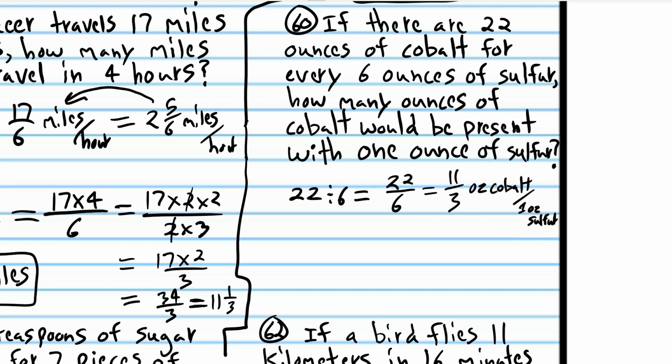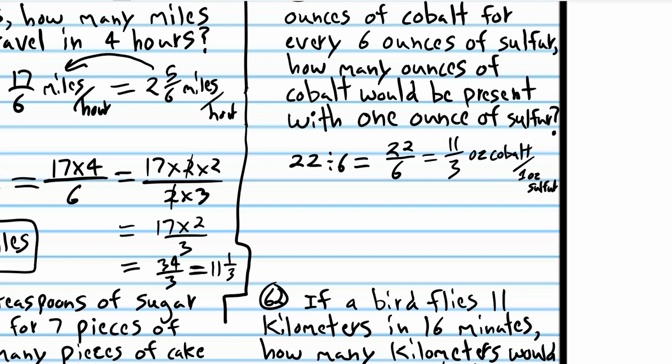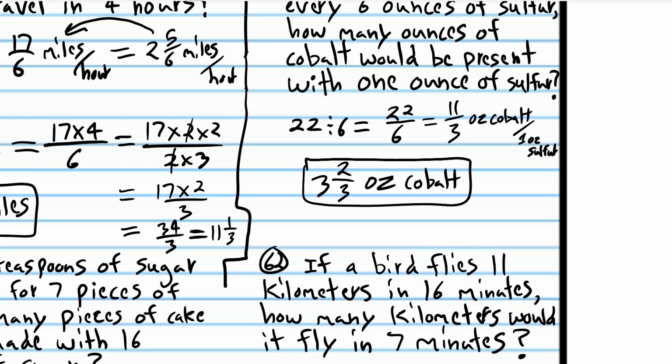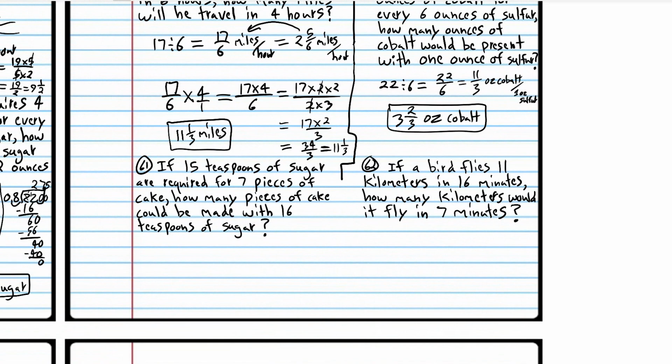But if you go out and say, I have 11/3 ounces of cobalt, people are going to look at you funny for multiple reasons, but one reason is because you're using an improper fraction. So let's take 11/3 and change it to a mixed number. 3 goes into 11 3 times. 3 times 3 is 9. 11 minus 9 is 2. And just rewrite the denominator. So that's 3 2/3 ounces of cobalt.